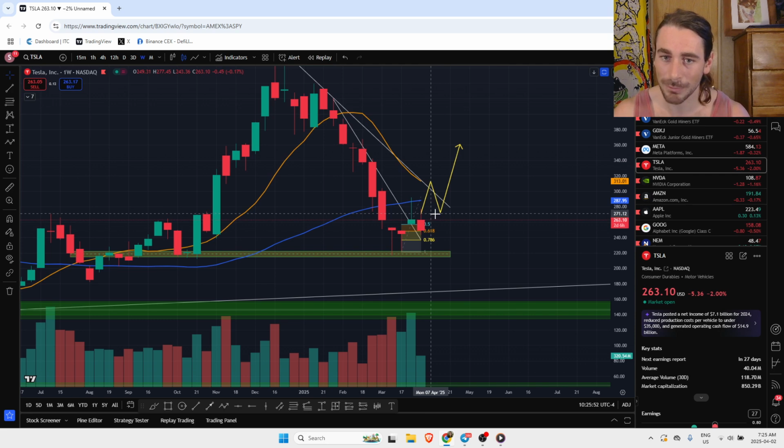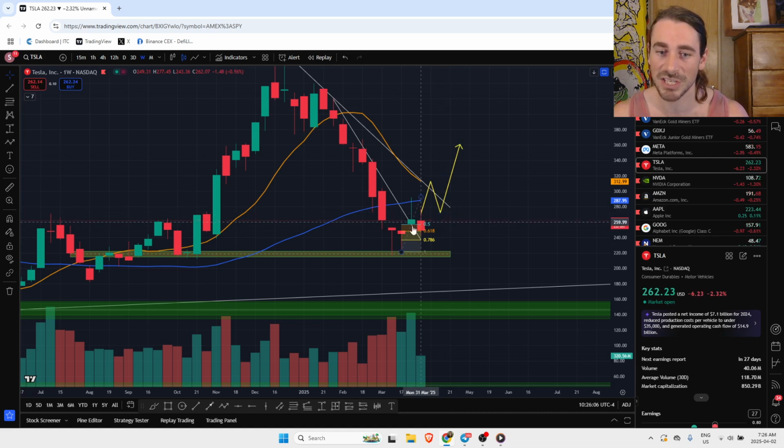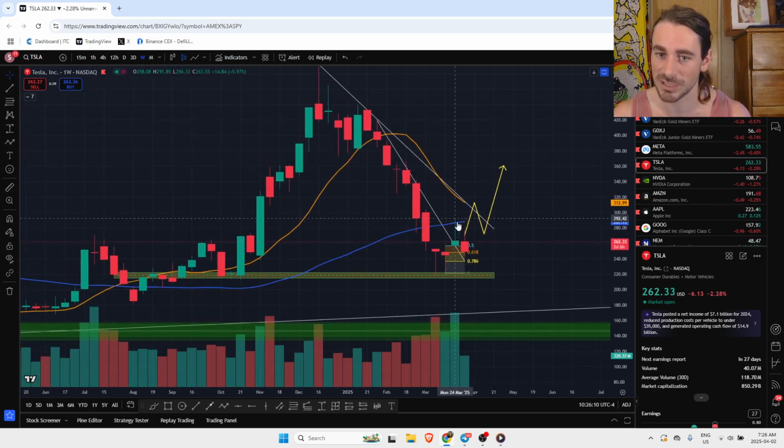I would way rather wait for another higher high and higher low, because that's more of a confirmation of that trend, and then enter right here slightly higher than the current price. But even though the entry is very similar, the risk is substantially lower if this technical setup is there. So that's what I'm going to do. I'm just going to wait.